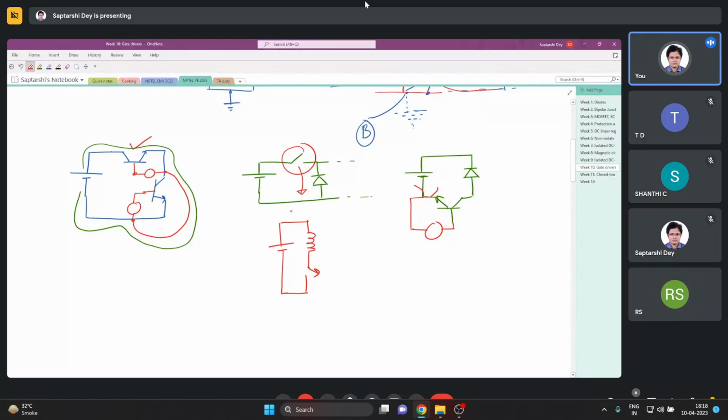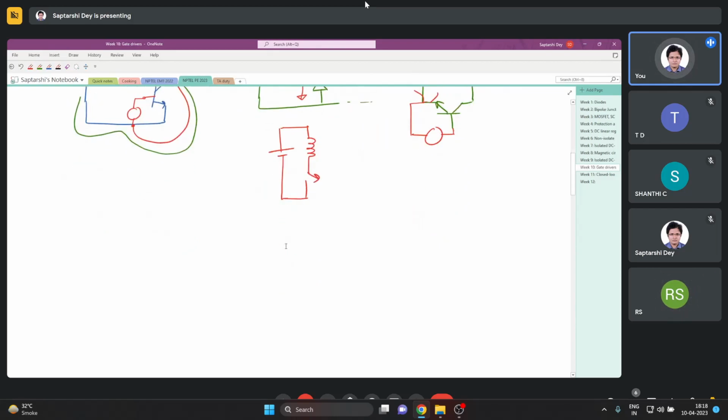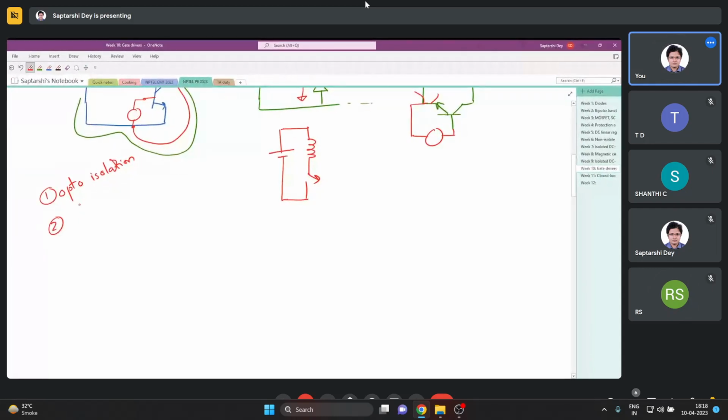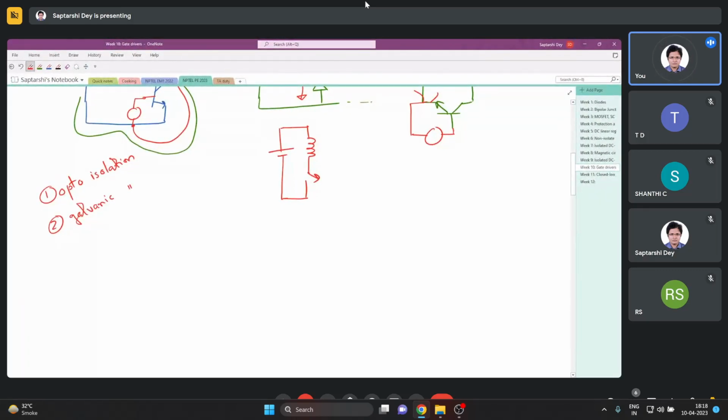But people tend to provide isolation even if they have such a circuit, so that power spikes cannot travel back to the source, to the control side. Now, how is this isolation made? There are mostly two types of isolation. One is opto isolation. The other one is galvanic isolation. Not only do they operate on different principles, but the signals that they transmit through the isolation are also different. We will look into what it is.